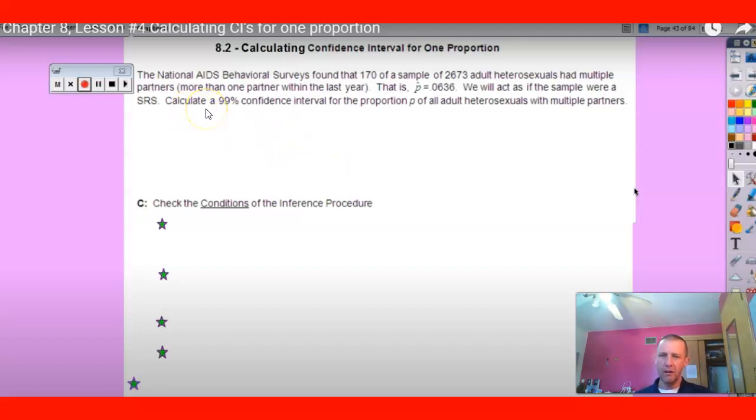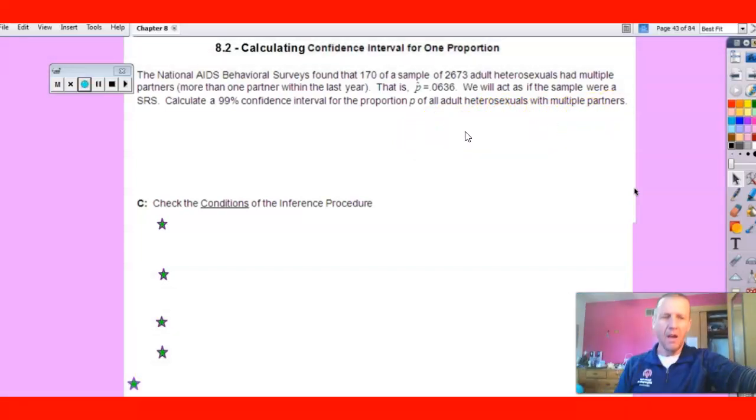Your boss, Gary at the Sentinel, or somebody says, we want a 99% confidence interval for the true proportion of people, adults with multiple partners. What the heck? Sorry about the example.